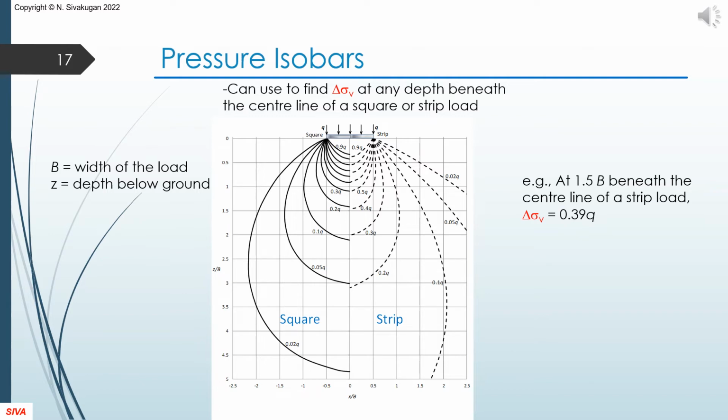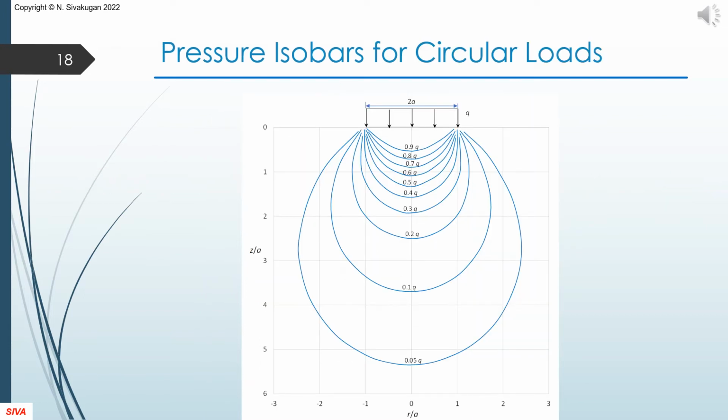This chart with isobars is handy for finding the stress increase at any point on the transverse plane of symmetry. These are isobars for a circular load.